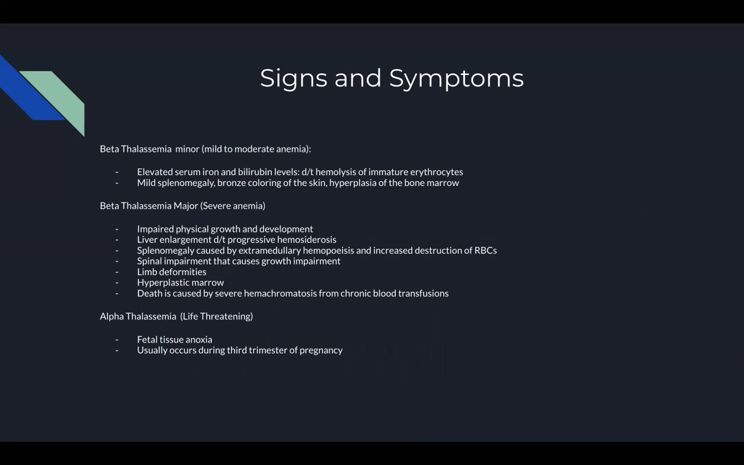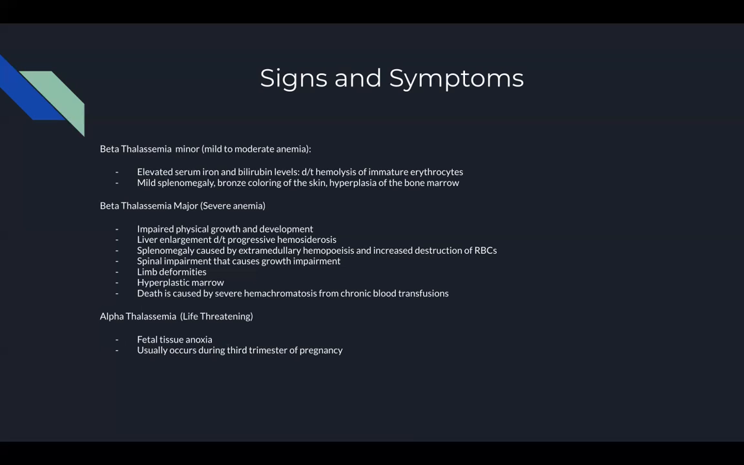So these include impaired physical growth and development. You do have liver enlargement due to progressive hemosiderosis. You do have splenomegaly, which is caused by extramedullary hemopoiesis and destruction of the RBCs. In growth and development, you have spinal impairment that can cause growth impairment, and you have limb deformities. In the end, when it comes to beta thalassemia major, they do receive chronic blood transfusions, which can cause death due to severe hemochromatosis, which is just unhealthy levels of iron within the blood.